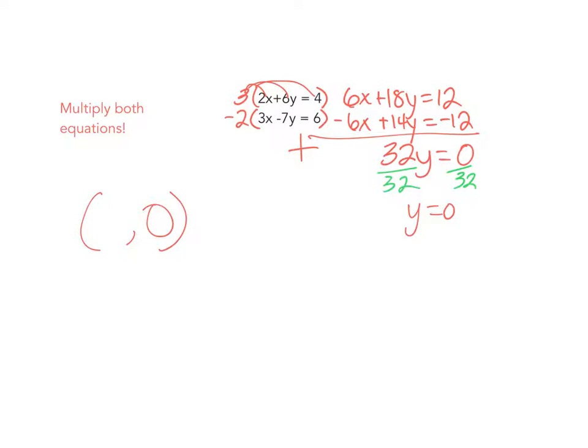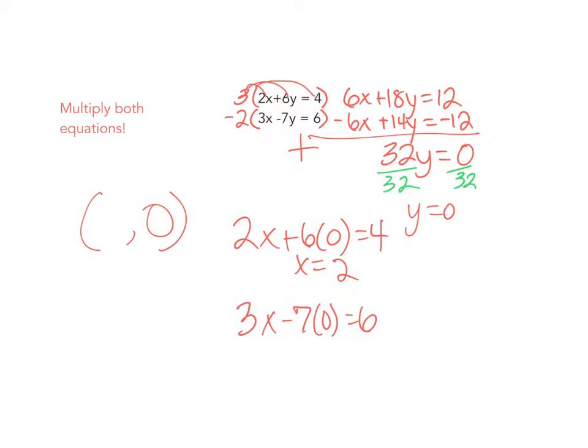Plug in 0 for y. In either equation, I need a volunteer to do the top equation, and I need a volunteer to do the bottom. Who will plug 0 into the top one? Someone. Okay, top one. And who will plug 0 into the bottom one? Well, I'm picking on you. Plug 0 into the bottom one. Okay, Trent. When you plug 0 into the top equation, you got this. So what was x? 2. Okay, Joseph. When you plugged 0 into the bottom equation, you got this. What was x? 2.